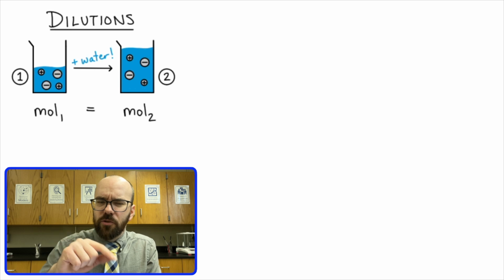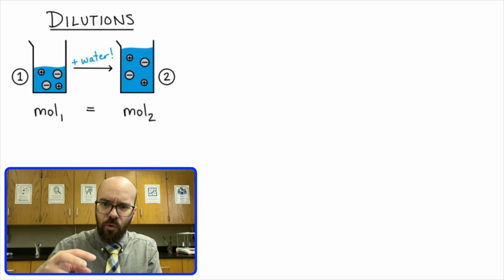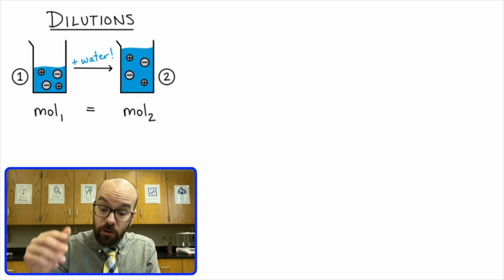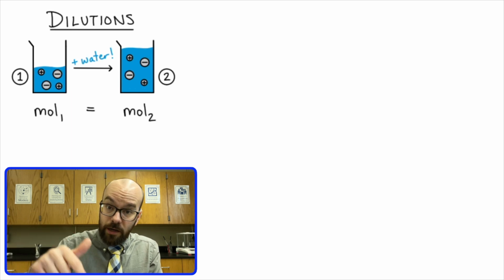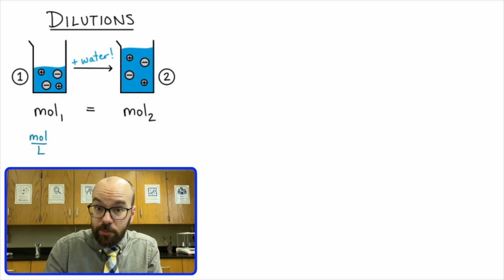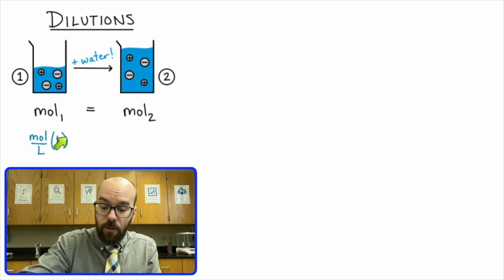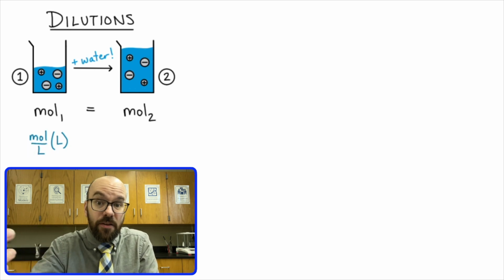And those aren't really 2 beakers, right? It's the same beaker because I just added water, but it's more of a before and an after. Beaker 1 is before, beaker 2 is after. Now we just saw earlier in the video that moles can be calculated by taking the molarity and the volume and multiplying them together. Molarity is moles per liter. Volume we often measure in liters. If you multiply moles per liter times liter, those liters would divide out and I'd be left with moles. So molarity times volume is the same thing as moles.